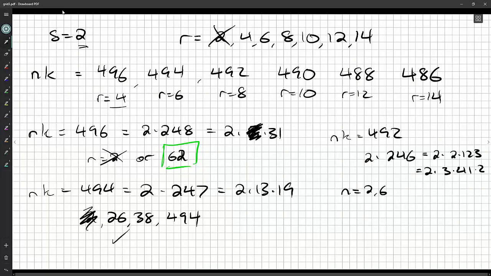That one leaves a remainder of 2. That one leaves a remainder of 2. 494. Do we leave a remainder of 2 when we divide by 6? We do. Okay, so these ones did work. But I realized I divided them by r equals 4, and that's not the case. So 4 is out.